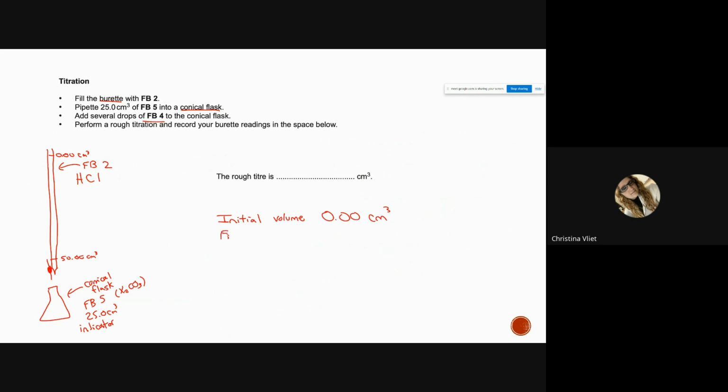I'm going to give you sample data again. Final volume, this is close to what my lab aids got, 24.75 centimeters cubed. And then you've got to know to subtract those two numbers. It's going to be your final minus your initial is the amount added. Which is 24.75, because 24.75 minus 0 is 24.75.